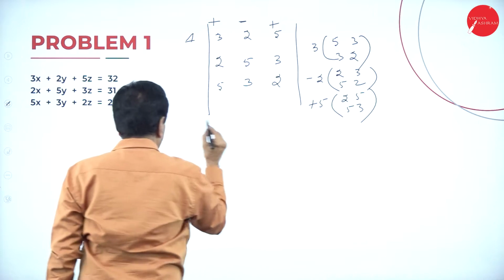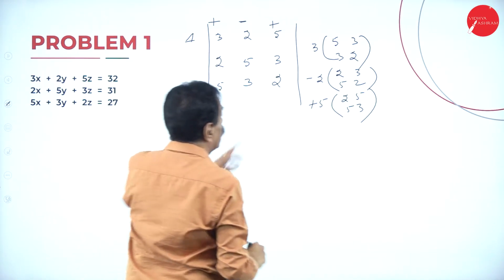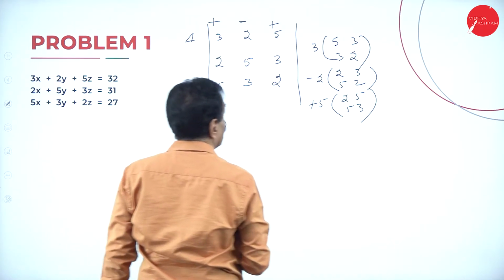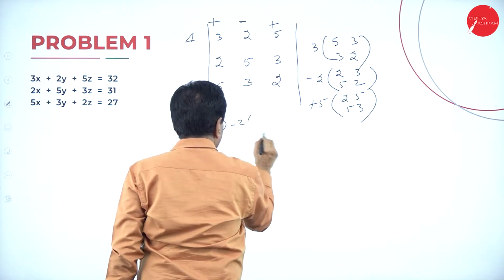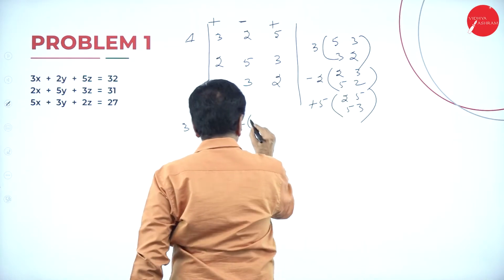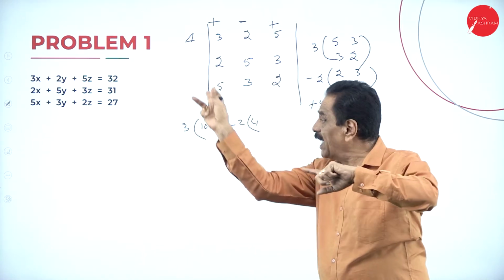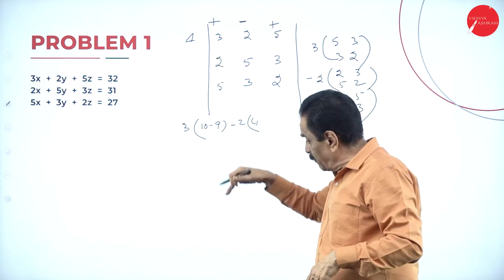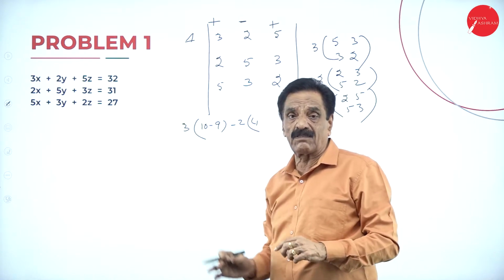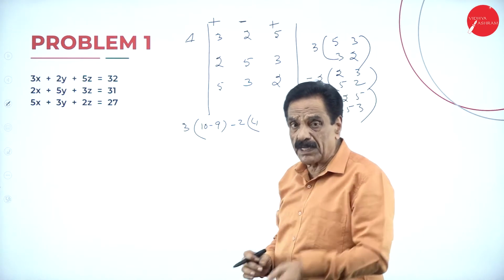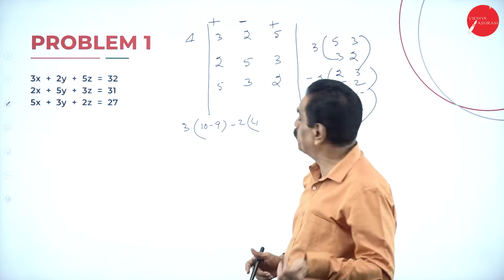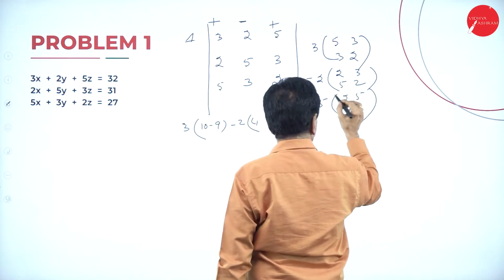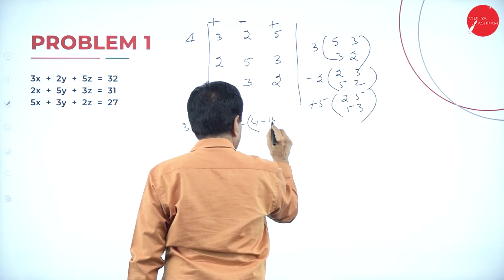Simplify this. 3 into, 5 2s are 10, 3 3s are 9. Minus 2 into, 2 2s are 4. While you are going anticlockwise, plus becomes minus and minus becomes plus. When you go clockwise, it is as it is. When you go anticlockwise, the positive number becomes negative and the negative number becomes positive. Here, 2 2s are 4, 5 3s are minus 15.